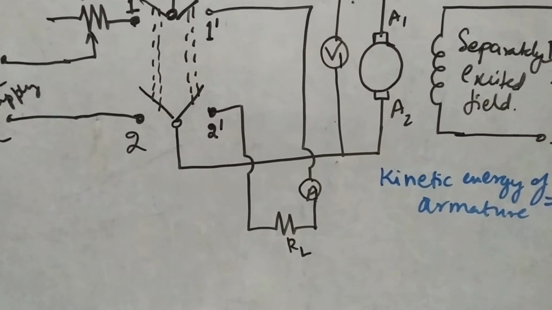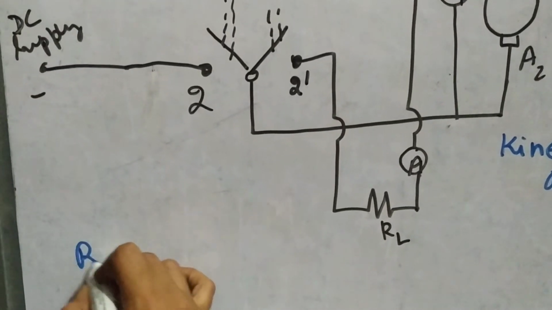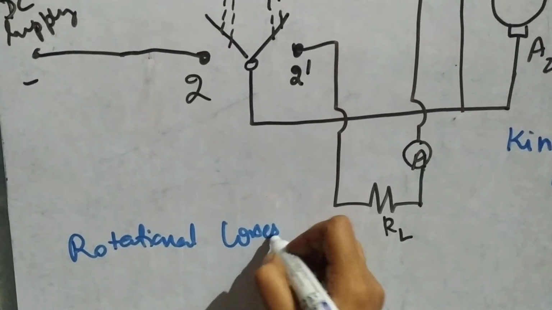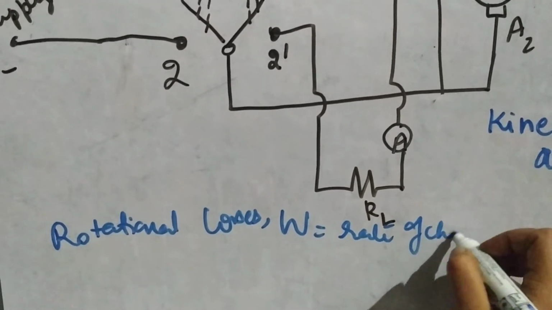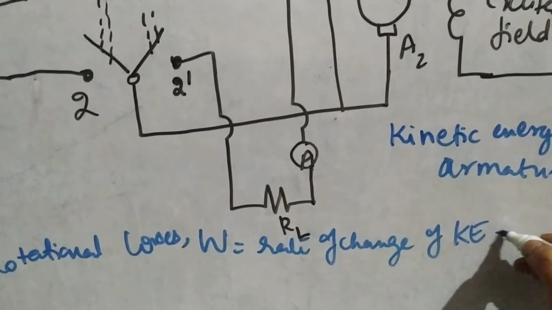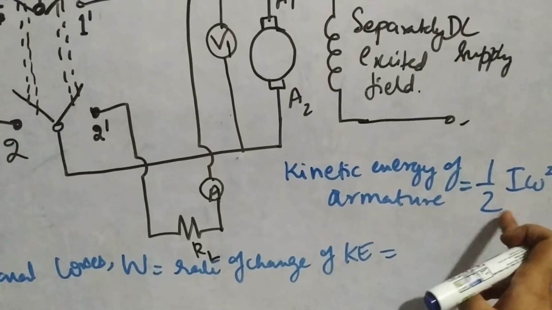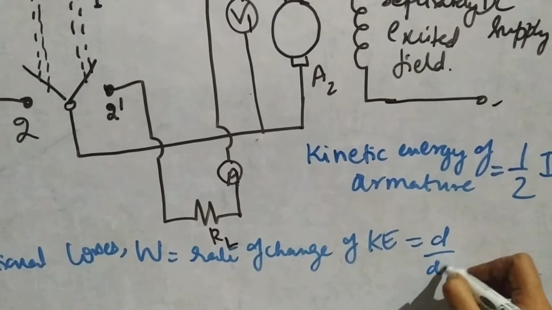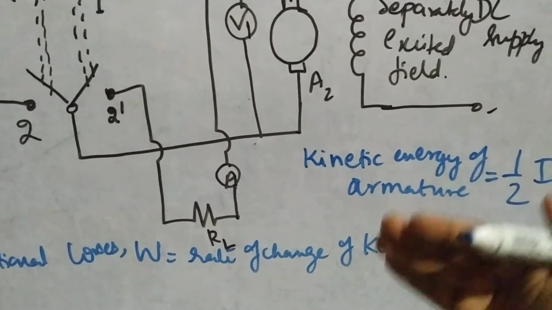Now let us write down the rotational loss, which can be denoted as W, which is nothing but the rate of change of kinetic energy. What you have to do with this equation is just differentiate it with respect to time. So what time is taken to slow down that armature, and what is the change in that kinetic energy?